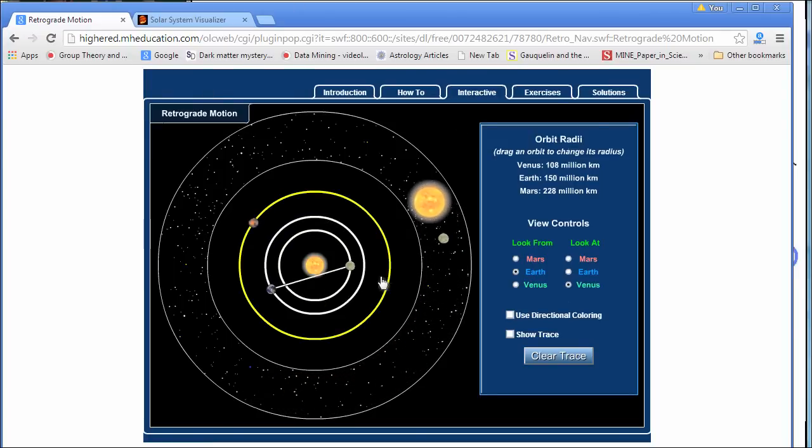Now, the planets outside the Earth's orbit also appear to go retrograde, but it looks a little bit different. Very fortunately, in this animation we can select Mars. So let's see what happens with planets outside of the Earth's orbit, farther away from the Sun than the Earth. So here we have the Sun. Here we have the Earth. The Earth is blue. Here's Mars, that's red.